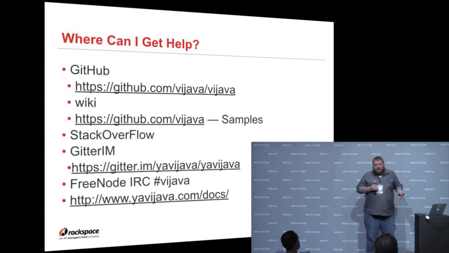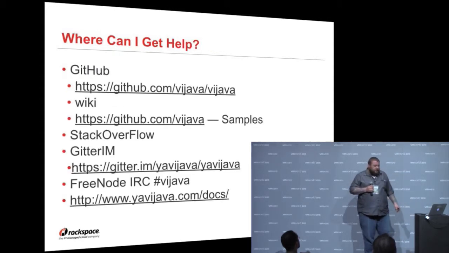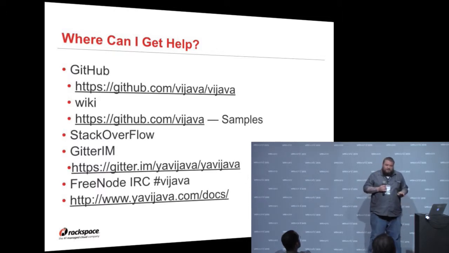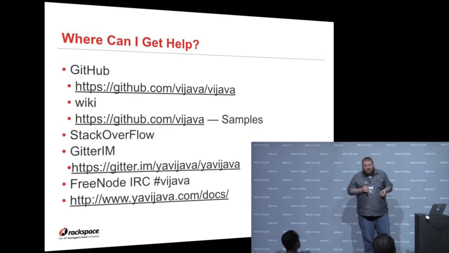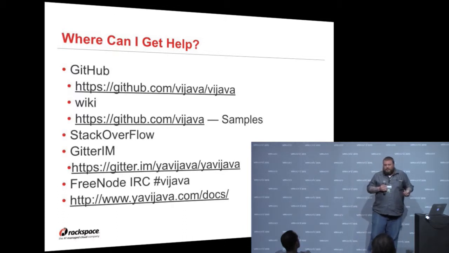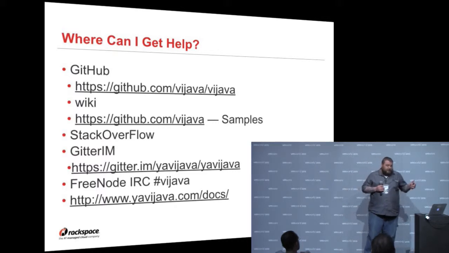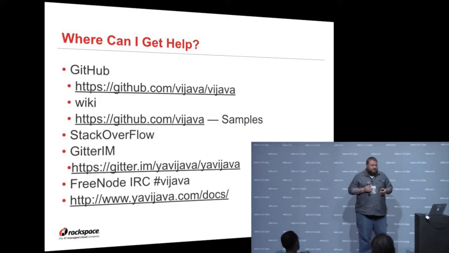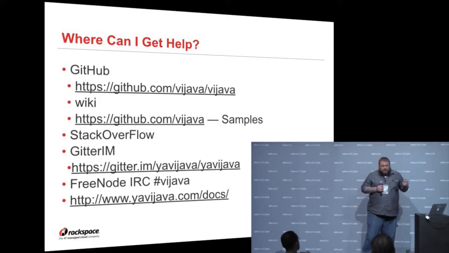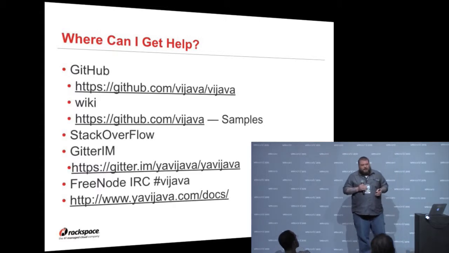So once you have it, where do you get help? This is the fun part, because with the other library, you went to SourceForge and you asked a question and you hoped that somebody would answer it eventually. Well, with YAVIJAVA, you can go to GitHub and you can go to the main YAVIJAVA project and just open an issue. It's the first place you can go. Just ask your question right there. The community is pretty active and pretty helpful.